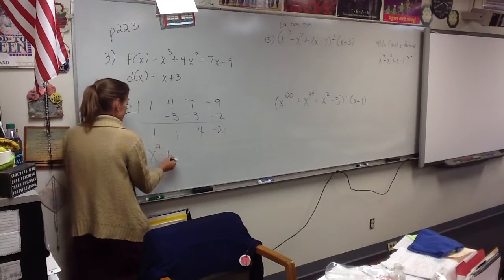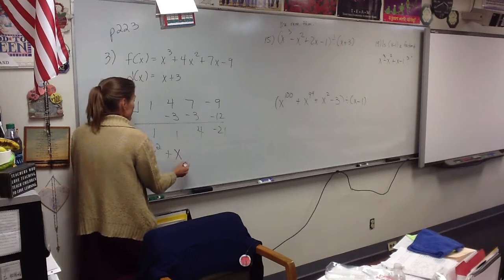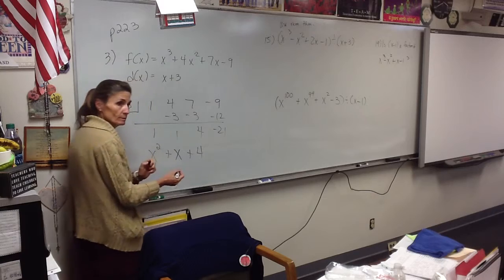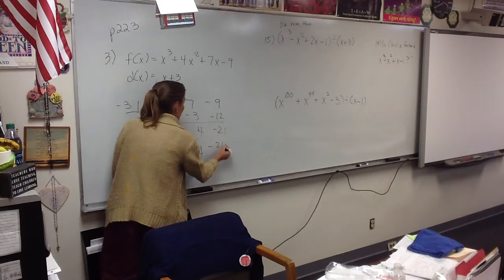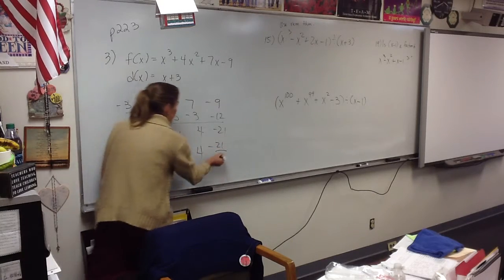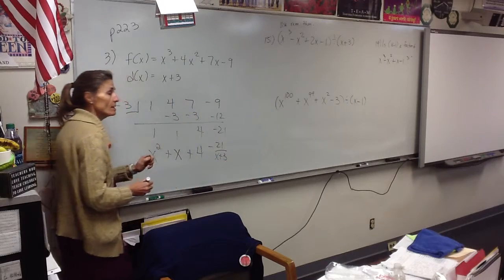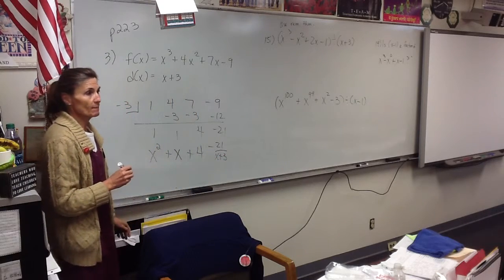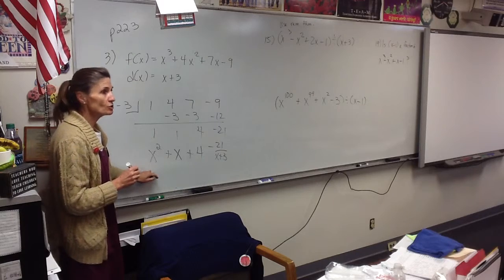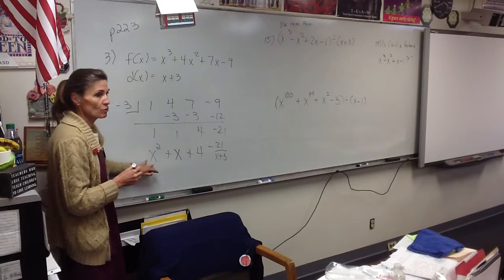X to the second plus x plus 4, the remainder of 21. And the remainder is 21 over x plus 3. So there's your summary statement. That's all they mean. They just want you to do the division and then write down what your answer is.